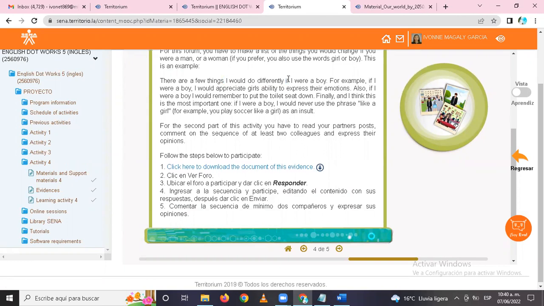If I were a boy. For example, if I were a boy, I would appreciate girls' ability to express their emotions. Also, if I were a boy, I will remember to put the toilet seat down. Finally, and I think this is the most important one, if I were a boy, I will never use the phrase like a girl, for example, you play soccer like a girl as an insult.